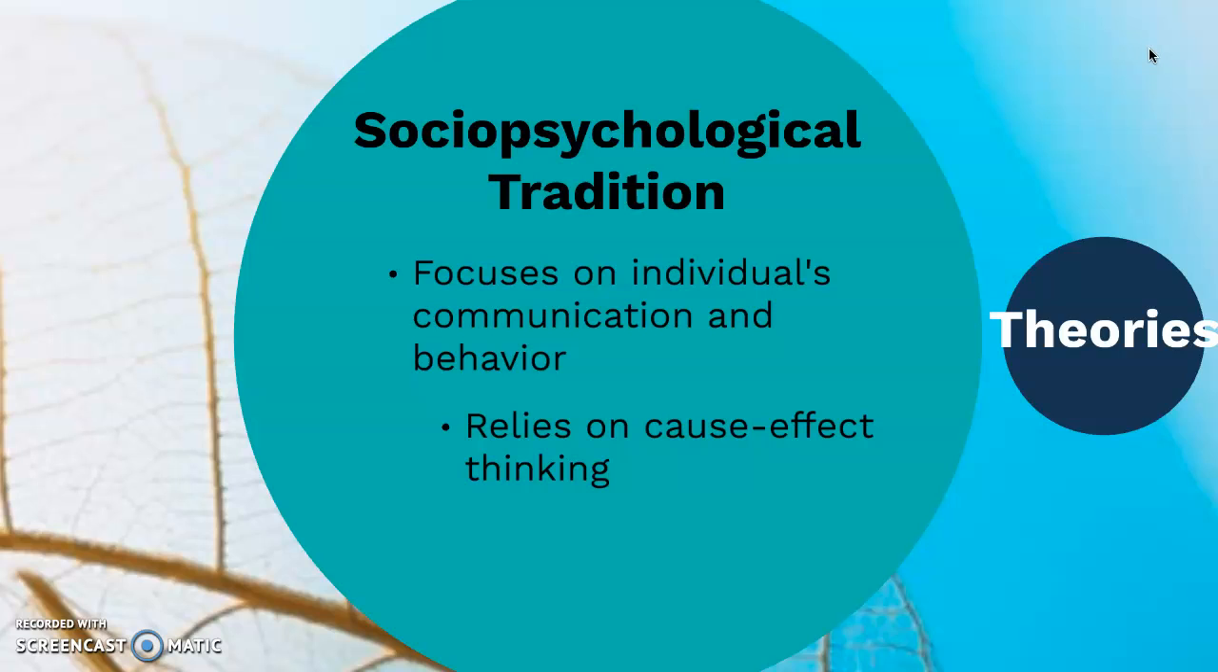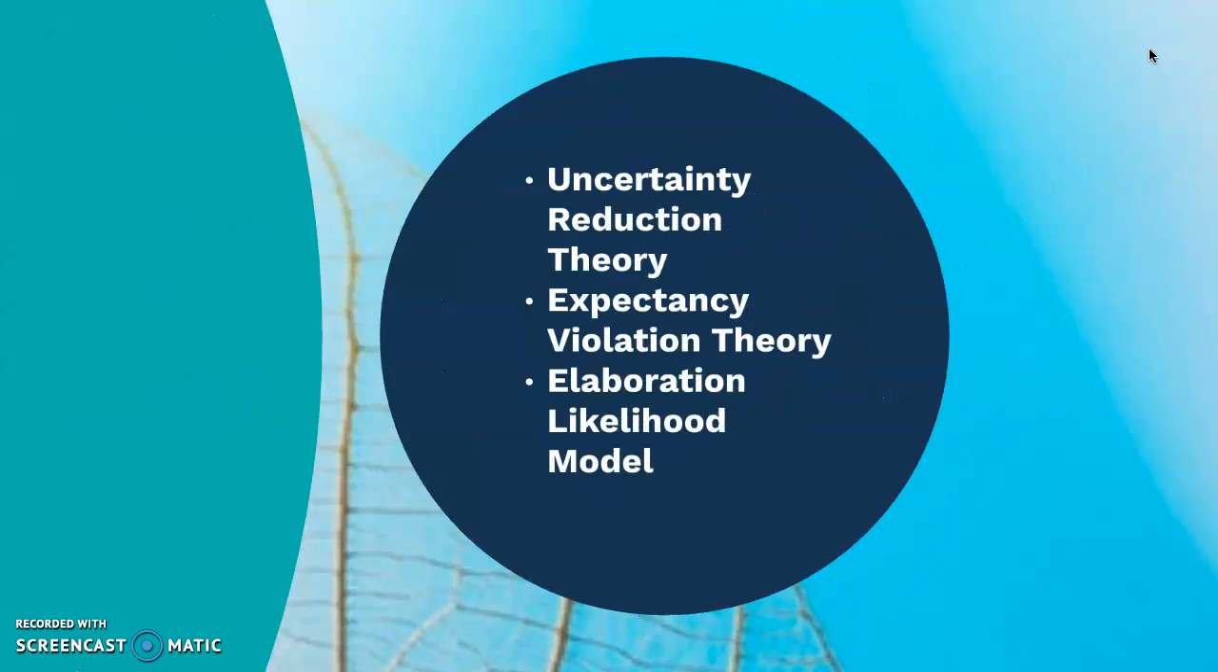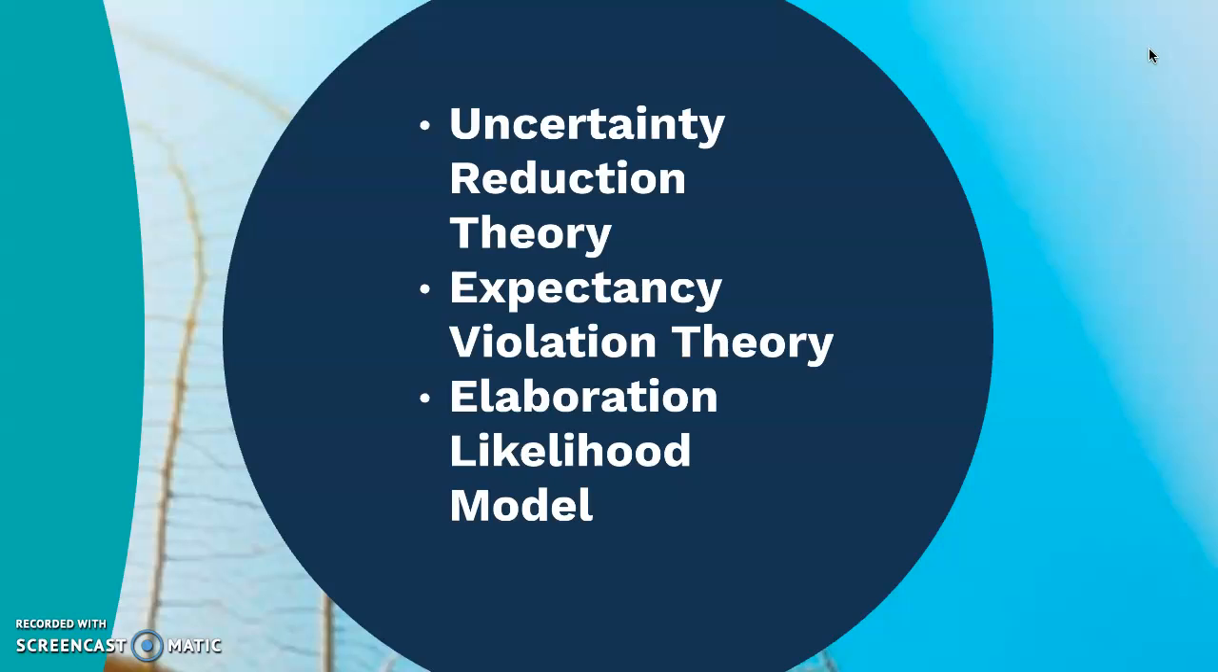Okay, the socio-psychological tradition focuses on the individual's communication and behavior. This tradition relies on cause-effect thinking. One of the theories in this tradition is the uncertainty reduction theory. This addresses the basic process of how people gain knowledge or reduce uncertainty about other people. Another theory is the expectancy violation theory, which predicts that ambiguous behavior by a valued communicator will be taken as positive, but such behavior by an unrewarding communicator will be taken as negative. And then lastly, the elaboration likelihood model. It has the cause effect aspect. This one deals with how communicators process persuasive messages, either using critical thinking or not.